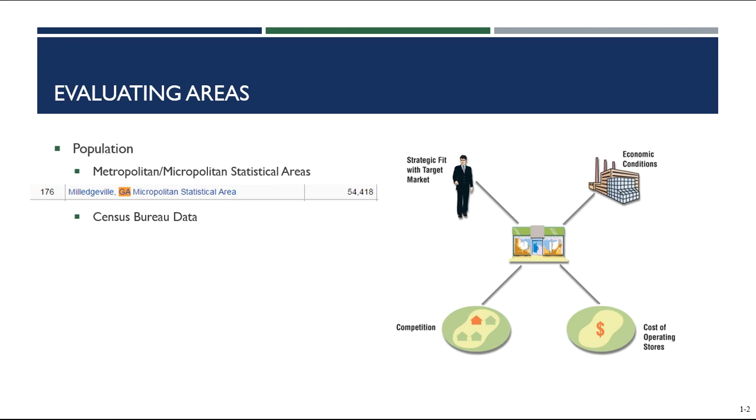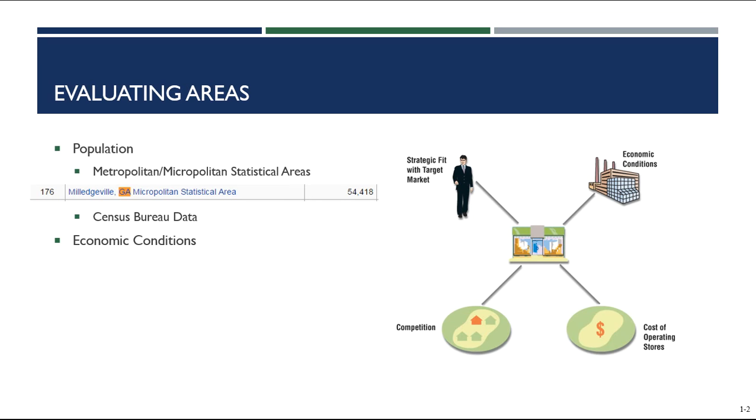The second factor we look at when we're evaluating areas is the economic conditions. And so economic conditions are important because we do need to examine the area's level of population and employment. And then we also need to look at the growth patterns of population and employment in that area. Growing employment means that there could be an opportunity for long-term profitability for the retailer. A high level of employment often indicates higher spending power for that area.